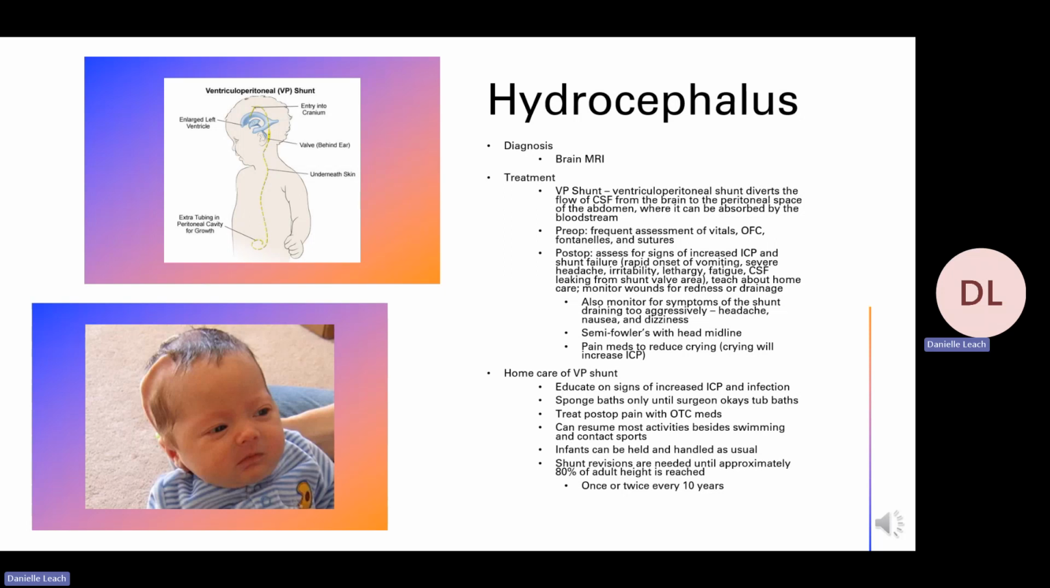Home care of the VP shunt, again, we can educate on signs and symptoms of increased ICP and infection. Usually they can only have sponge baths until the surgeon okays tub baths. So just quick wipe downs instead of submerging the baby in a tub.